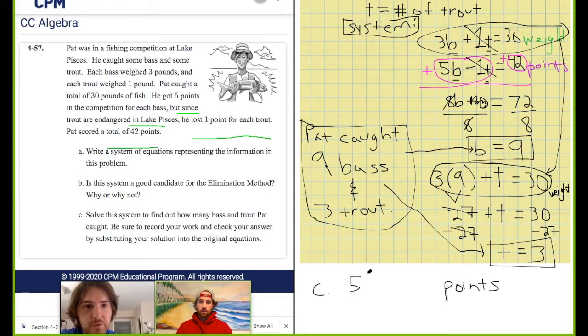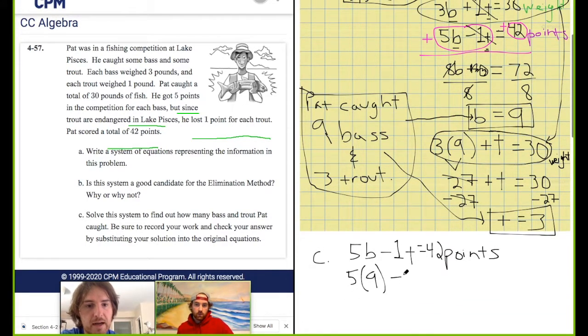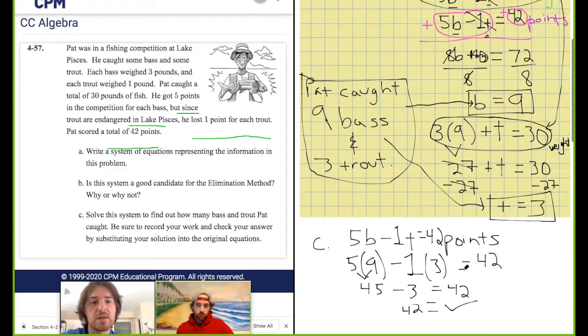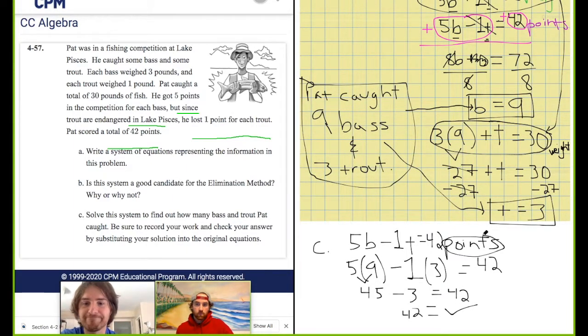We'll move this down here. I'll just move the entire equation so we can see it. And we can test out our solution right here. So 9 bass minus 3 trout. Is that going to take us to 42? And we get 45 by 5 times 9. Negative 1 times 3 is negative 3. And this looks good to go with me. 45 minus 3 is 42. So we have ourselves a solution to the second equation, the points equation. Absolutely. So we know our work was correct here.